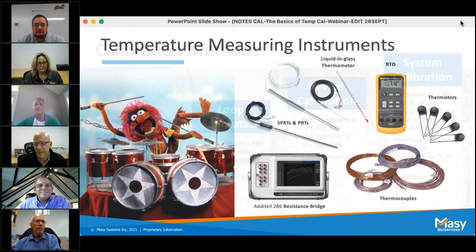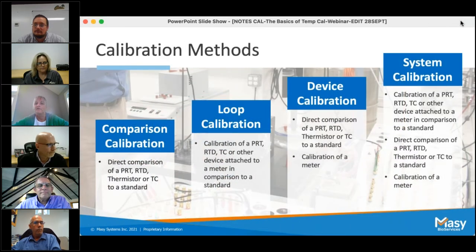Great, thanks, Matt. So now we're ready to calibrate. So Bob, can you give us an overview of calibration methods?